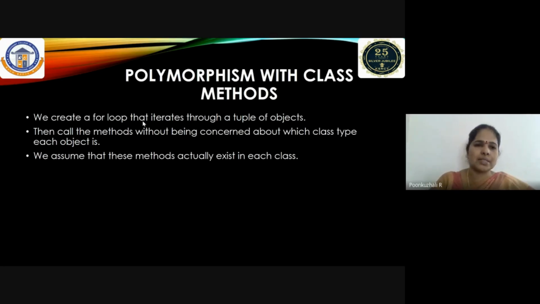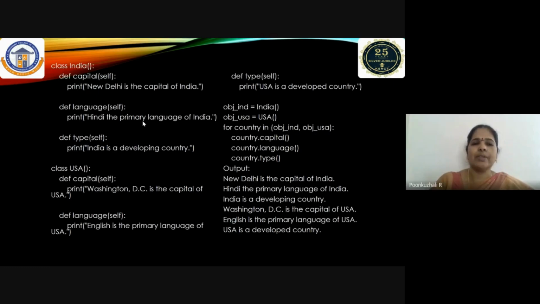with class methods. We can create a for loop that iterates through a tuple of objects. We can call the methods without being concerned about which class type each object belongs to. We can have different classes, and in the different classes we can have the same methods, and depending upon the objects which we create, the functions will be called. So we'll see with an example. Here we have an example.